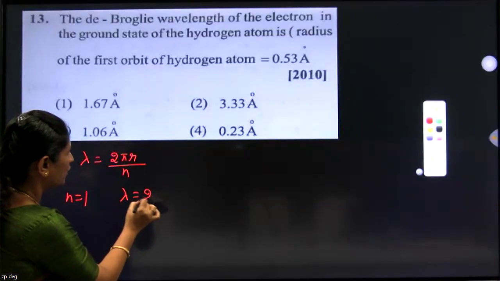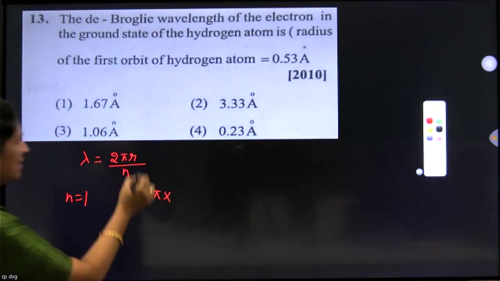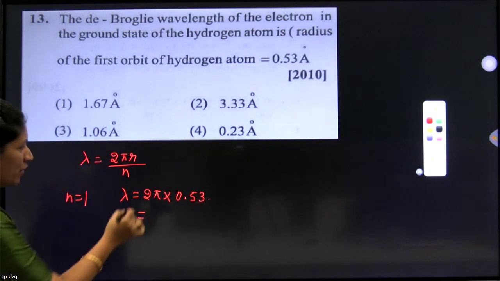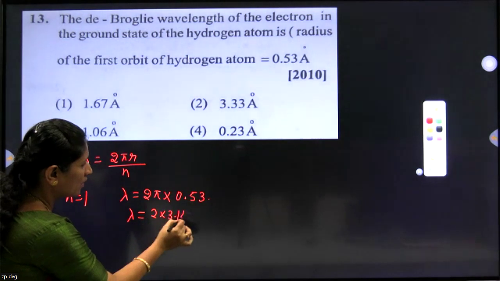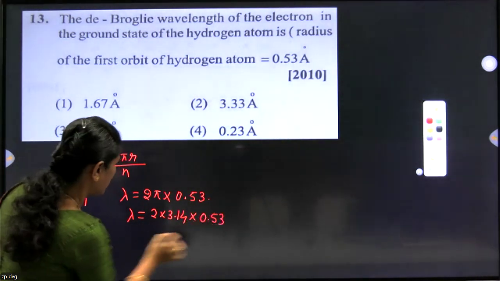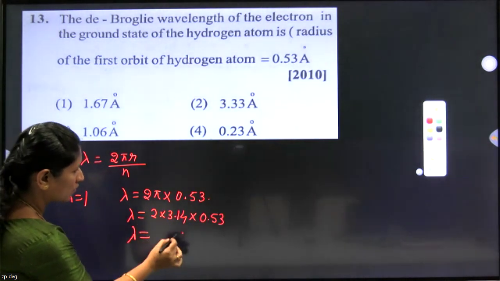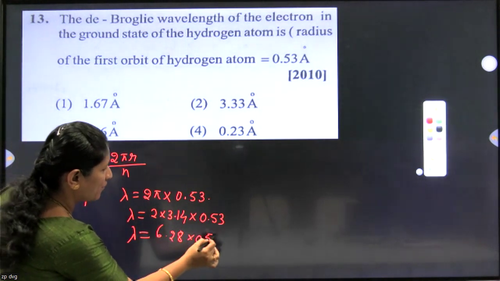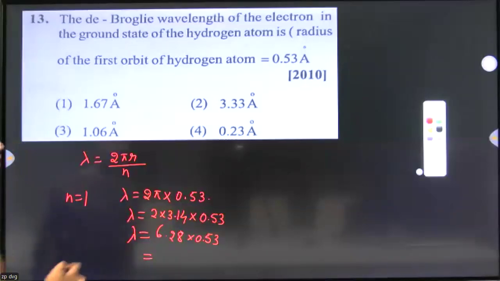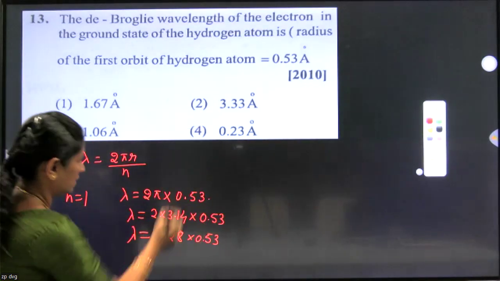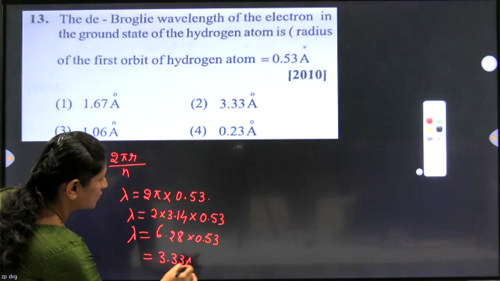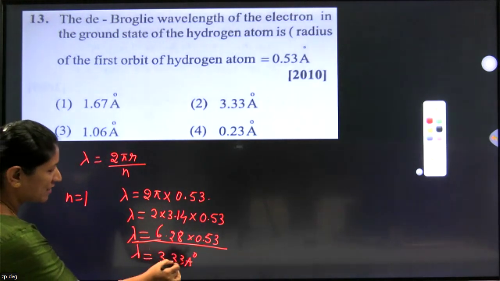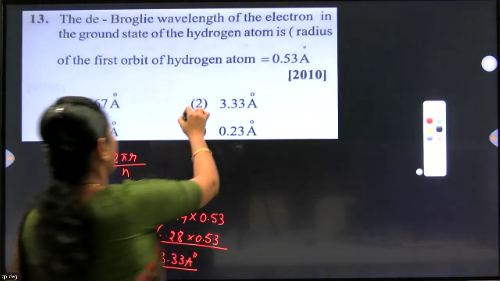Then lambda is equal to 2 pi r. What is the r value? 0.53 angstrom. Lambda is equal to 2 into 3.14 into 0.53. After the multiplication of this, we get lambda equal to 3.33 angstrom. The second option is the answer.